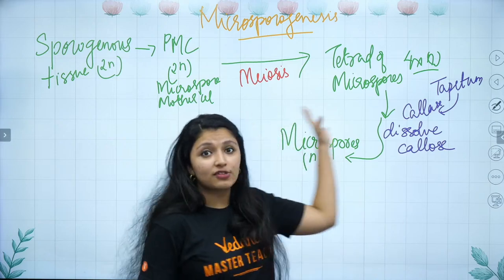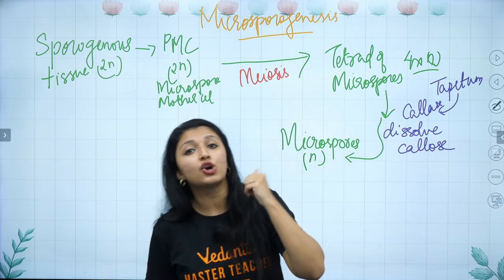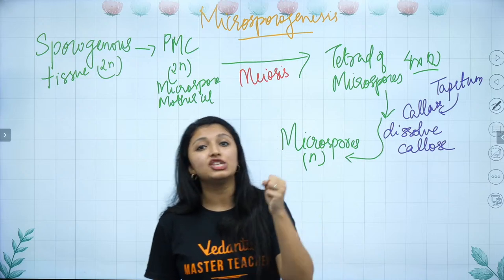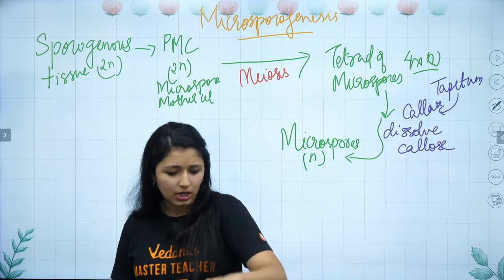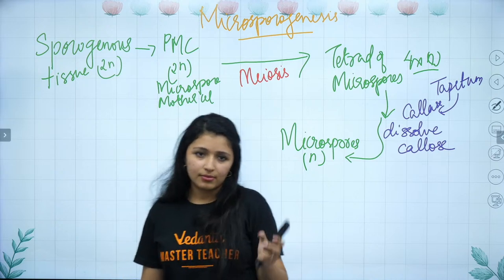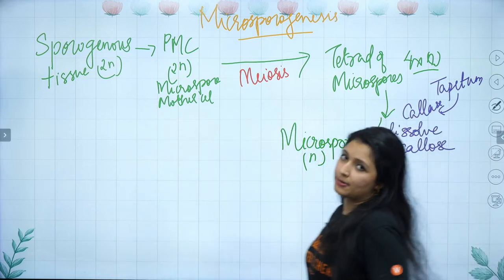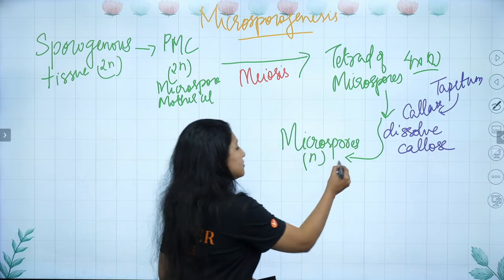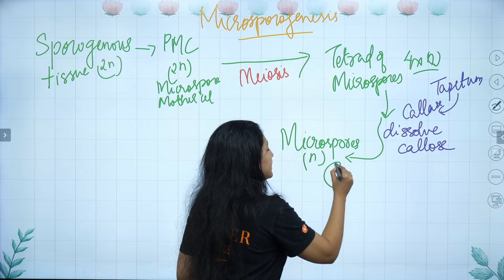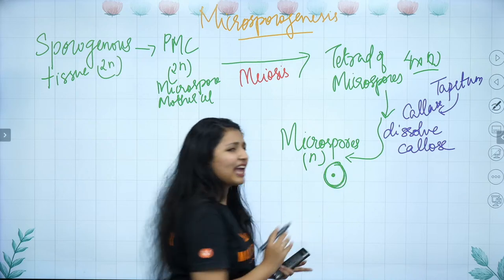Now, where is all of this happening? It's happening in each of the theca, in each of the microsporangia. You should know where it is happening also. Now, microspores are there. Is the process over? No. These microspores are cells which have a nucleus inside. Haploid cells, they're very happy.